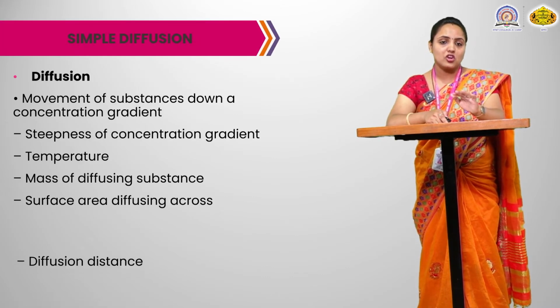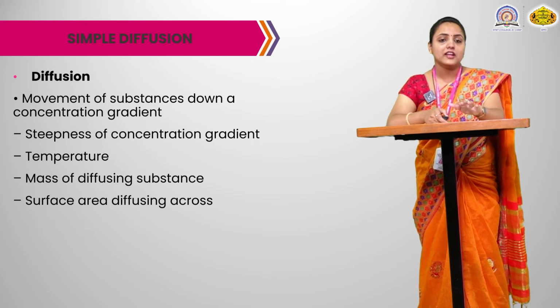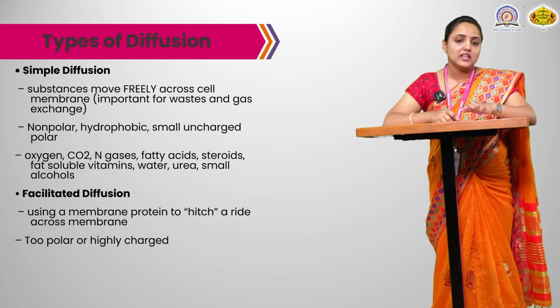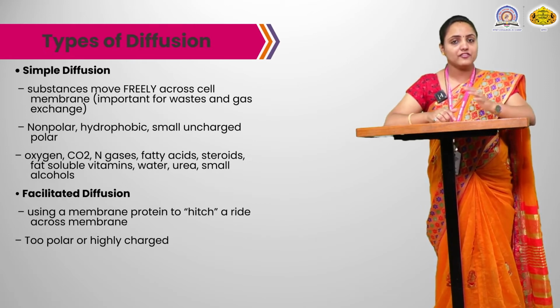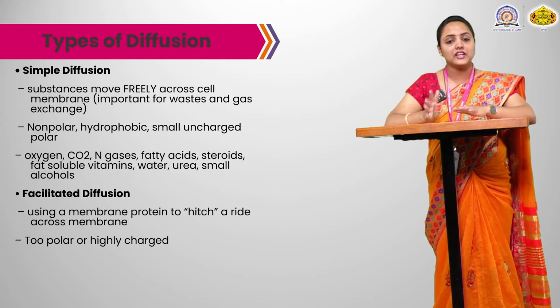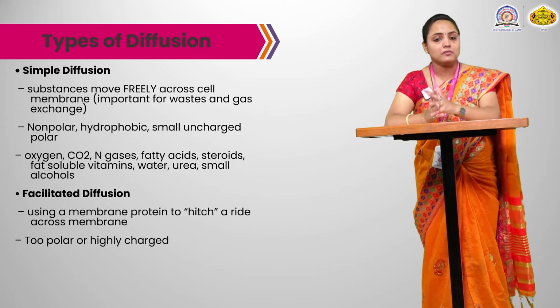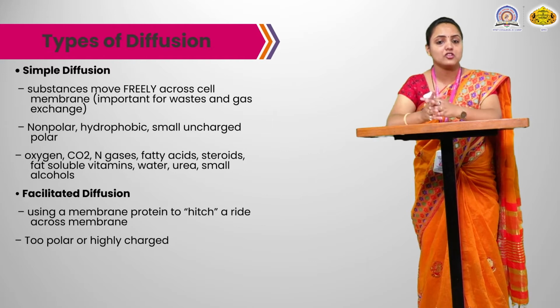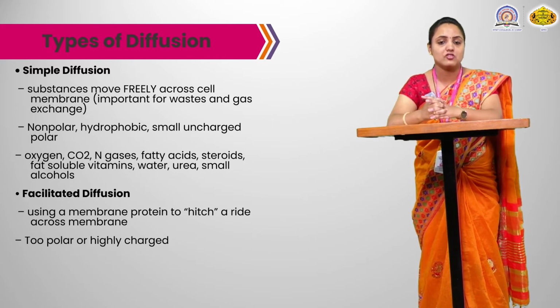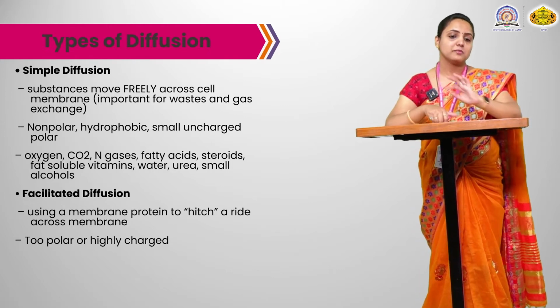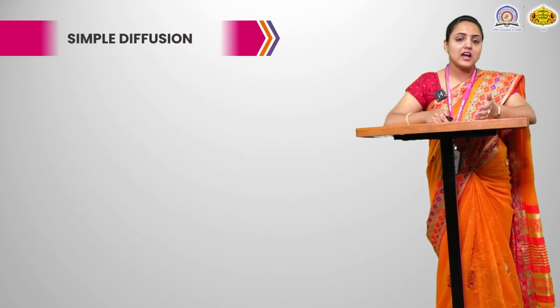Now we are going to talk about diffusion, and its types: simple and facilitated diffusion. In simple diffusion, substances move freely across the cell membrane. These are non-polar, hydrophobic, small uncharged molecules, such as oxygen, carbon dioxide, gases, steroids, fat-soluble vitamins, water, urea, small alcohols and so on. In facilitated diffusion, a membrane protein is used to help molecules across the membrane, for example polar and highly charged molecules.